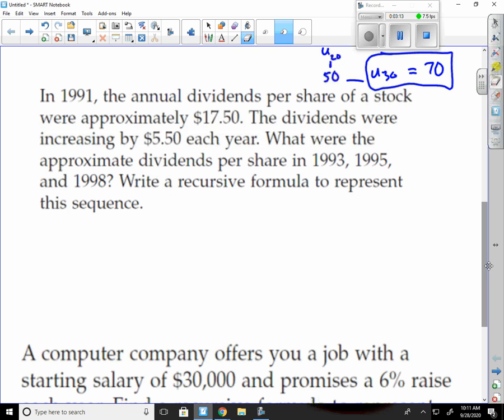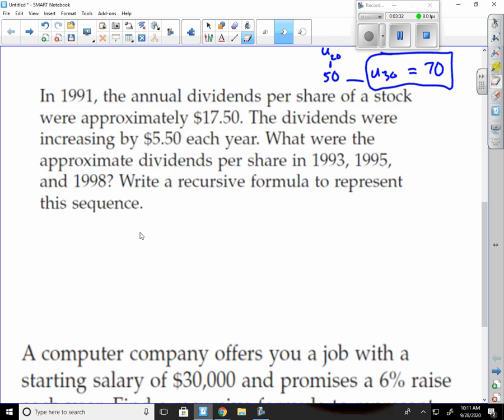Okay, in 1991, the annual dividends per share of a stock were approximately $17.50. That's our starting point. The dividends were increasing by $5.50 each year over the approximate dividends per share in 93, 95, and 98. Write a recursive formula to represent this sequence.